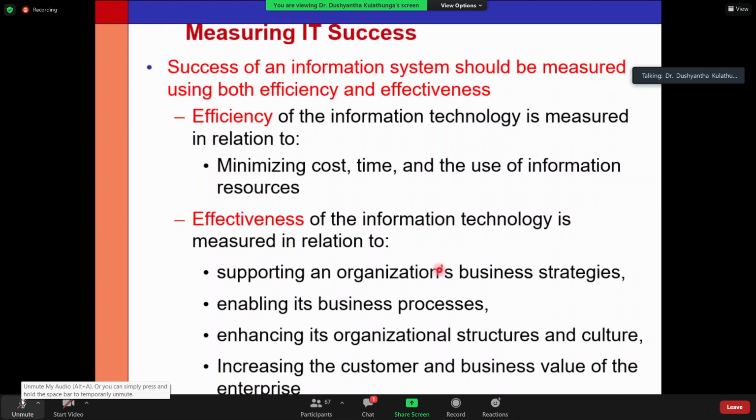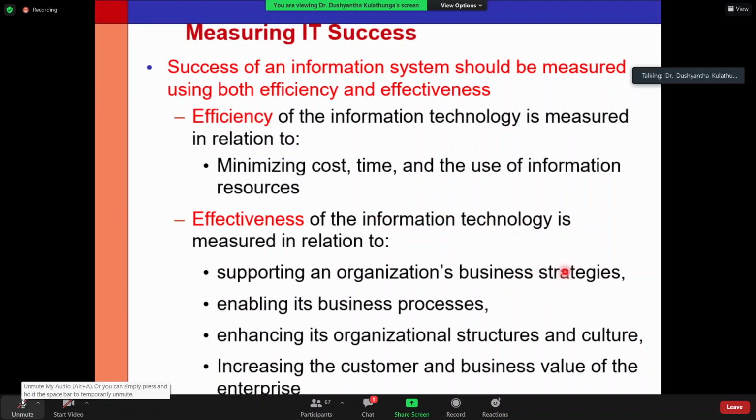One thing is supporting an organization's business strategies. So I mentioned earlier also, in order to achieve competitive advantage, we need strategies, and then if we can support the particular strategies with information systems or technologies, and if we can facilitate the achievement of competitive advantage by utilizing information technology for those strategies, we can say that those systems and technologies are effective because the particular strategies are supported or enabled by information technology.